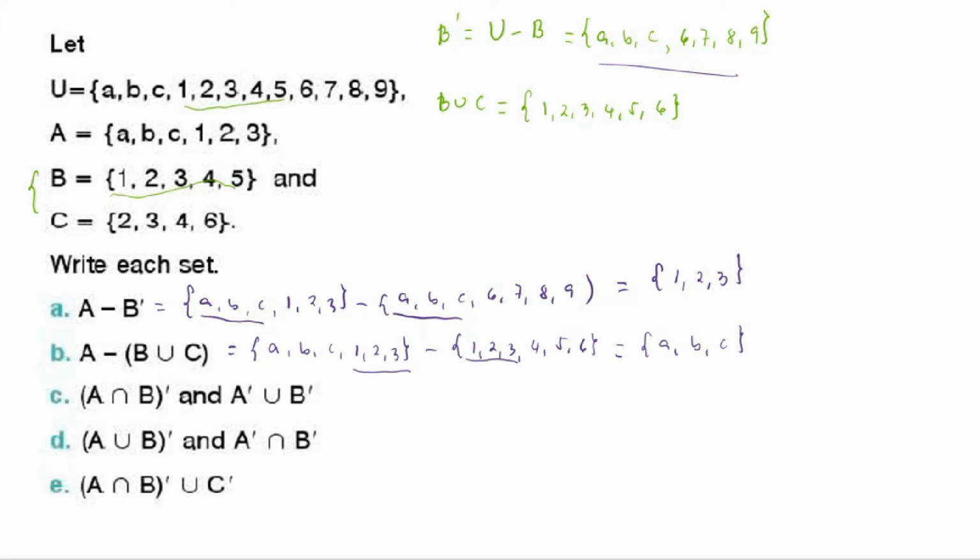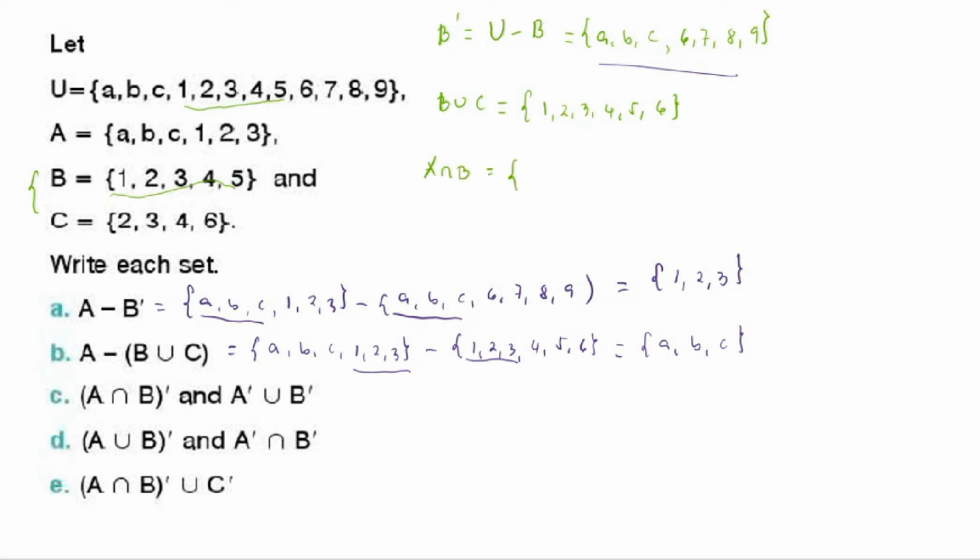All right. So this one now, we have the complement of A intersection B. So the complement of that, but we don't have yet A intersection B. So let us solve first for A intersection B.